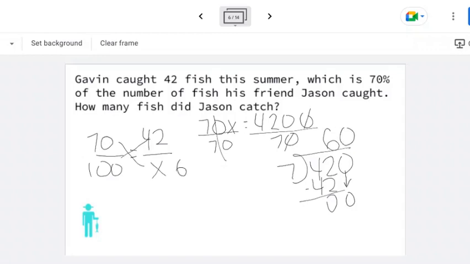So if we look at this, okay, we have 70% of 60. That's above half because half would be 30, right? So 70% is a little above half, and this is a little above 30. So 60 is a reasonable answer.